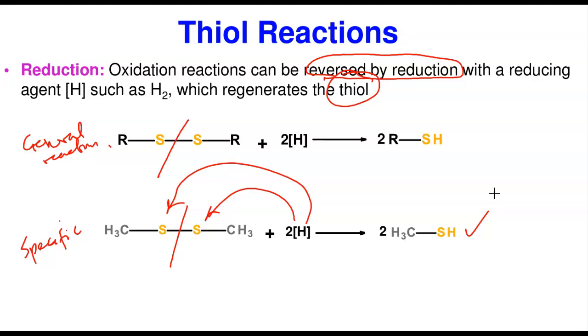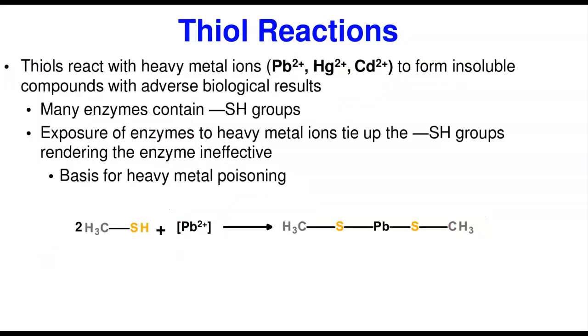Alright, so these reactions are important, and you need to know how at least to write these simple reactions. Now, still on thiol reactions, thiols themselves react with heavy metals like lead, mercury, and cadmium to form insoluble compounds that have adverse biological effects on proteins, enzymes, and hormones. Many enzymes, like I said, contain these SH groups, which help to maintain their structures. Exposure of these enzymes to these heavy metals ties up these sulfide groups, making them form stable molecules, rendering them ineffective. And this is actually the basis, or the mechanism, for heavy metal poisoning. All the heavy metals that are dangerous actually act by this mechanism.